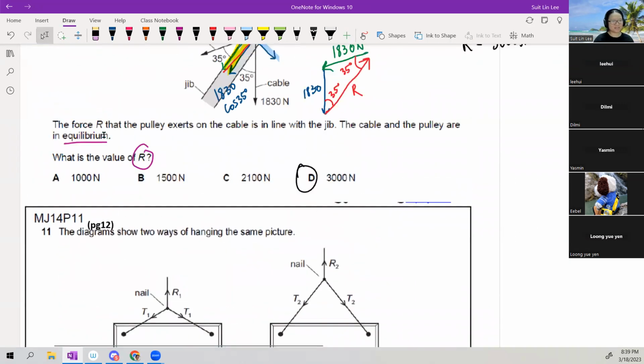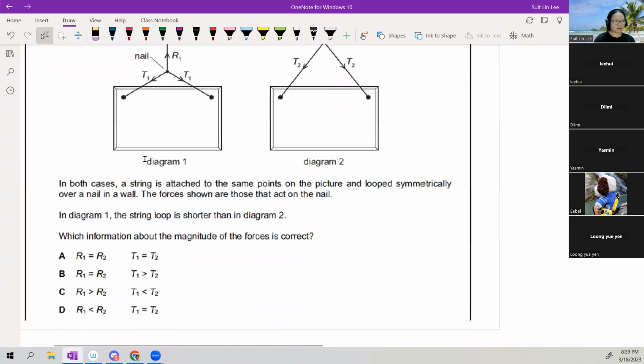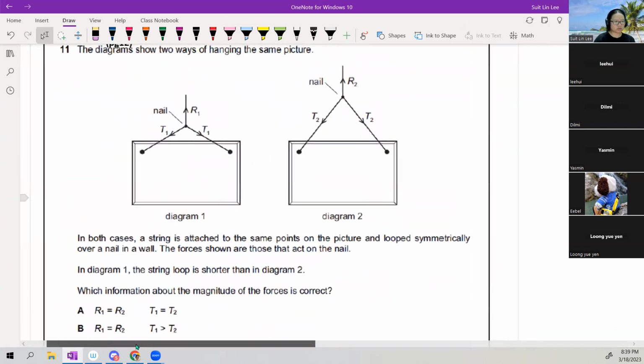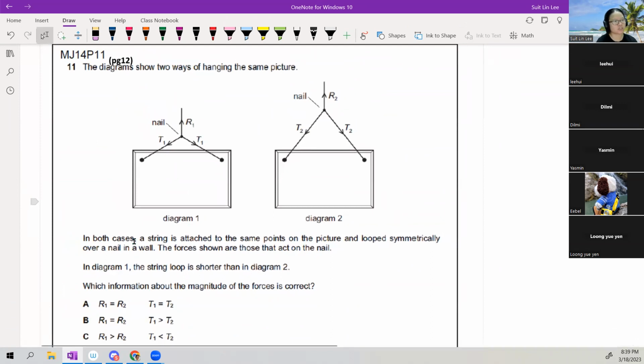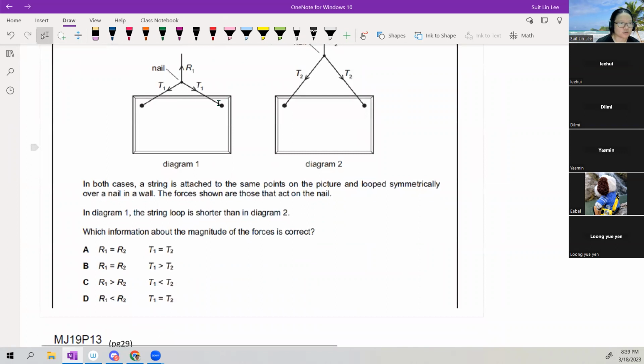And here's another one. So calculation is always easy. The explanation or the conceptual one is a little bit more challenging. From here, you can see two pictures. In both cases, the string is attached to the same points on the picture. So basically, I drill two holes in my wall and I hang the picture from here, and I'll hang the picture from here. After hanging the picture, you are asked which information about the magnitude of forces is correct.